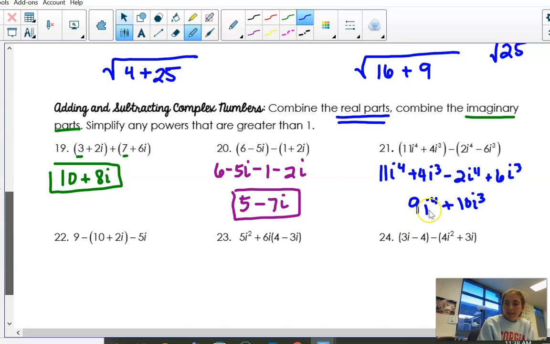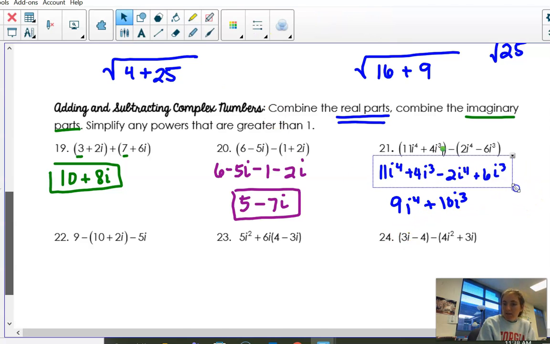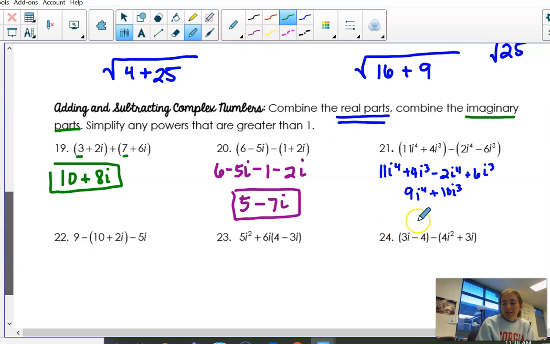Now, we do need to simplify those powers of i since they are greater than 1. All right, 9i to the 4th. We know that i to the 4th is positive 1. So this is 9 times positive 1, which we know will just be 9. Plus, i to the 3rd is negative i, so this becomes negative 10i. So our final answer here is 9 minus 10i.